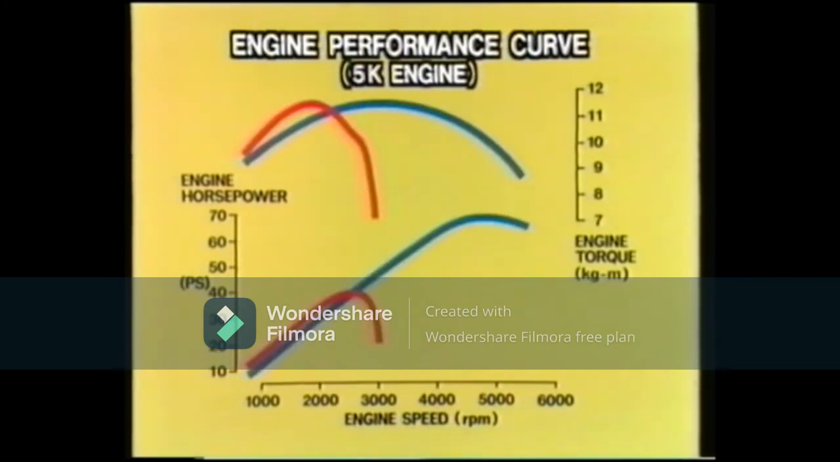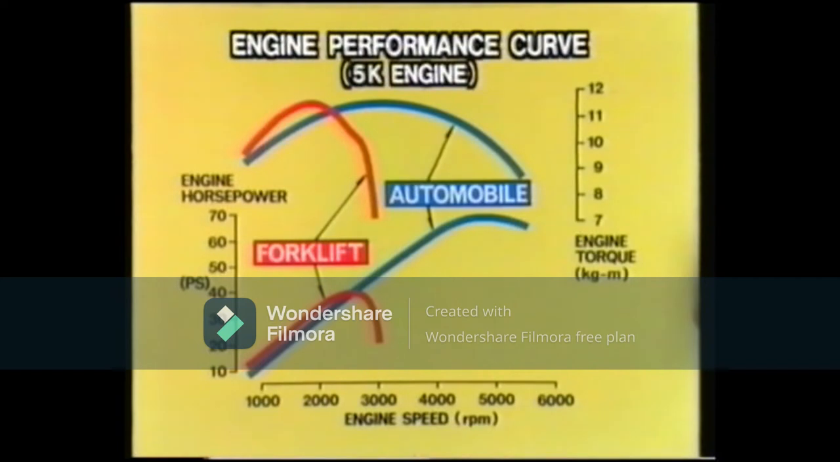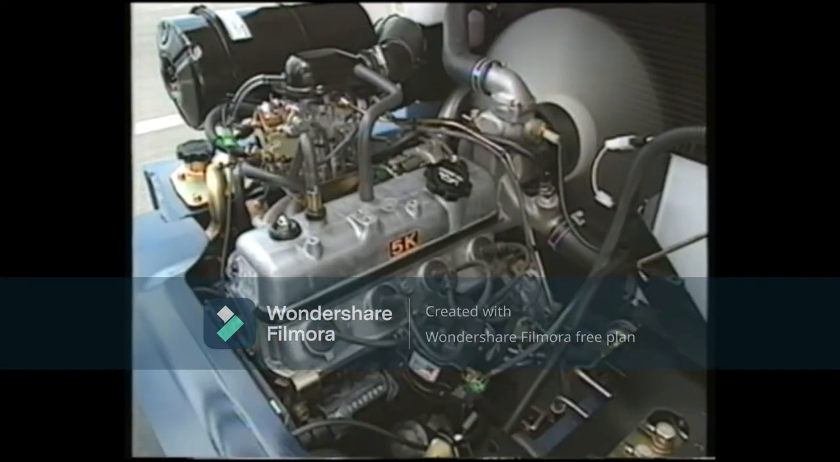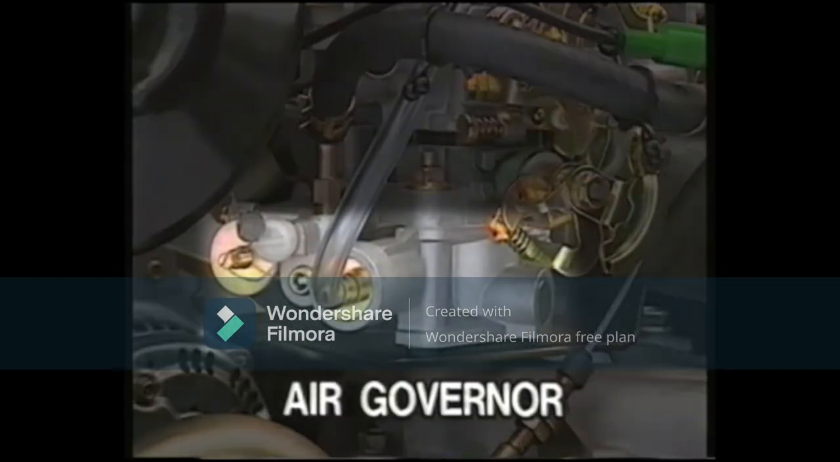When you compare forklift engine performance with that of an engine on an automobile, you will see that the forklift engine yields large torque at low engine speed, and the maximum engine RPM is kept very low. This is because a forklift does not need to travel at a high speed, and also to protect the oil pump and increase the engine's durability. The maximum RPM of a gasoline engine is controlled by an air governor, which is located under the carburetor.